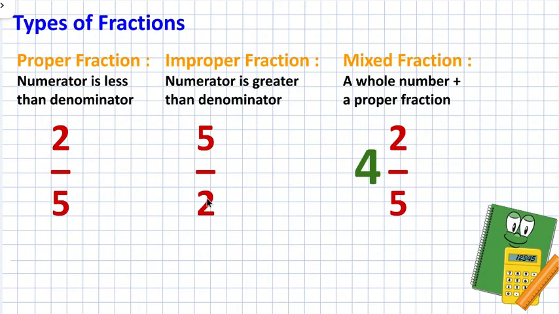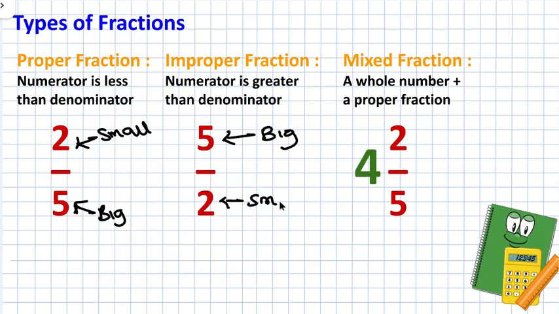The proper fraction. In the proper fraction, the numerator is less than the denominator. So in the proper fraction, we have a small numerator and a big denominator. So the numerator is small, while the denominator is big. For the improper fraction, it is the other way around. So the numerator is big, while the denominator is small.